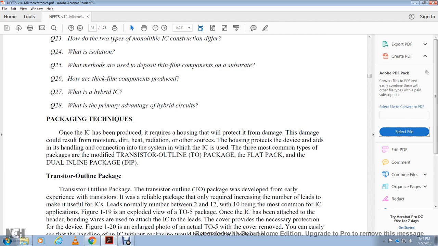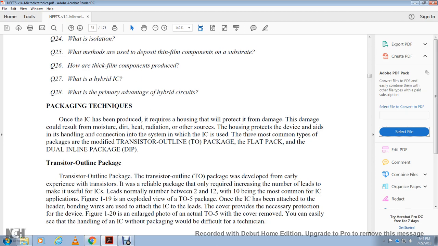Packaging techniques. The integrated circuit is retrieved and placed in a housing of a particular form, because damage could result from moisture, dirt, heat, and radiation. The housing protects the device and aids in handling and connecting the integrated circuit into the system. The three most common types of packages are the modified transistor outline package, the flat pack, and the dual inline pack. The transistor outline pack.